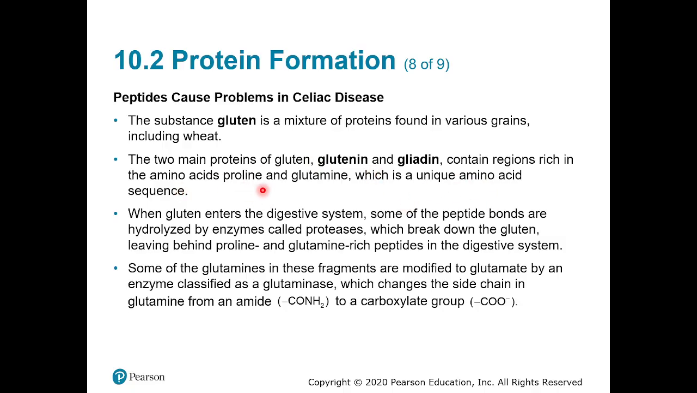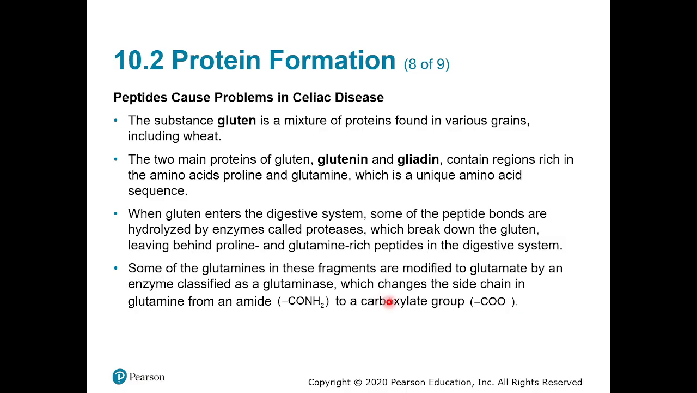When gluten enters the digestive system, some of the peptide bonds are actually going to be hydrolyzed by enzymes. These are called proteases. Their primary purpose is to break up proteins, so you can harvest them for their amino acids. Obviously, you don't necessarily want to take in the full proteins of another animal, because then they would do other things, right? Or even plants for that matter. These again are going to break down gluten. They're going to leave behind the proline and glutamine-rich peptides in your digestive system.